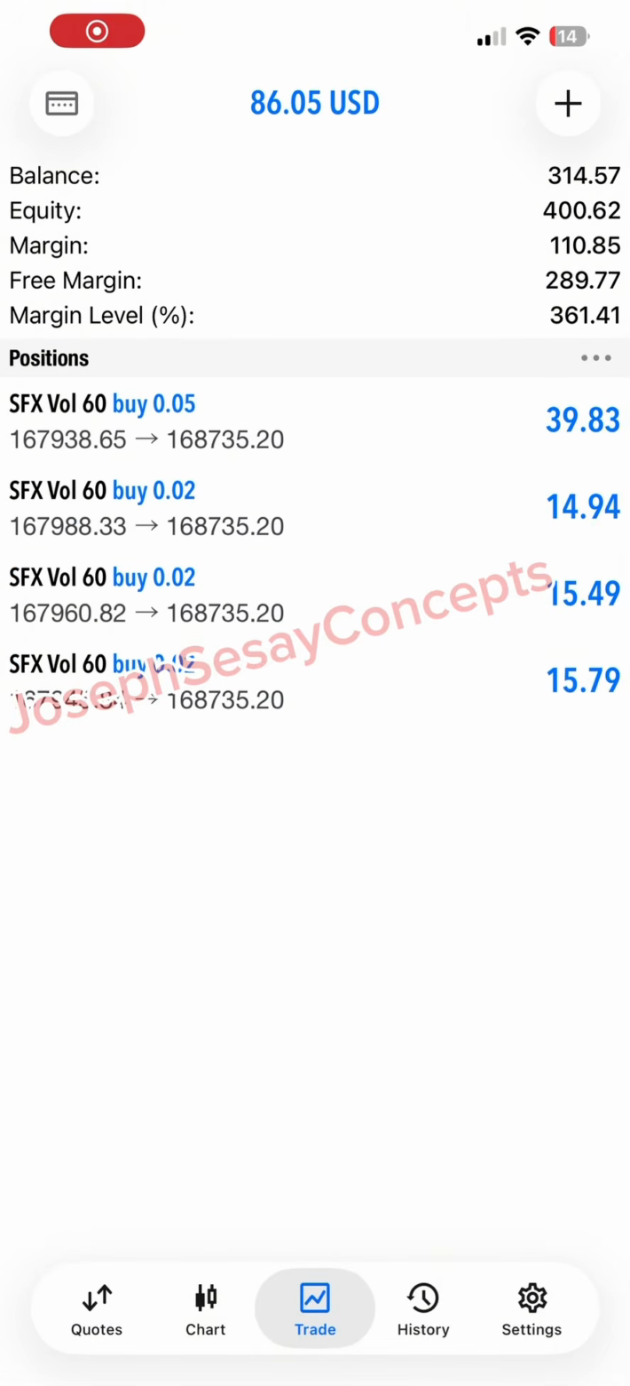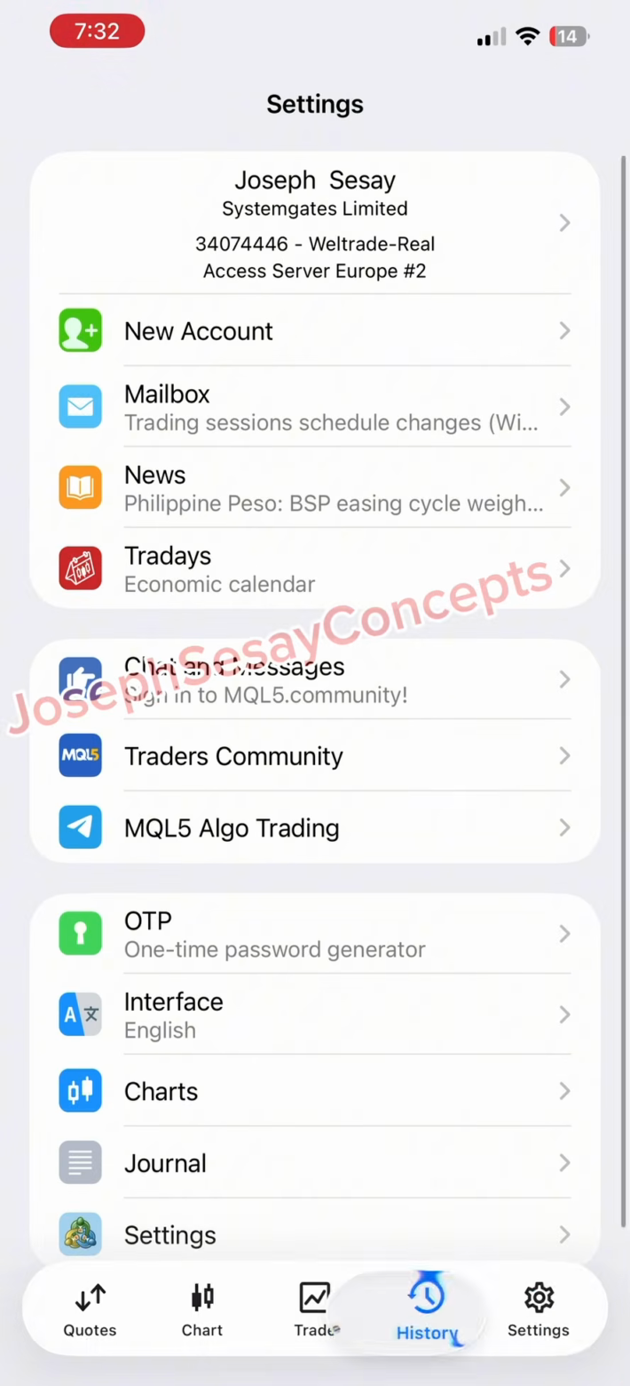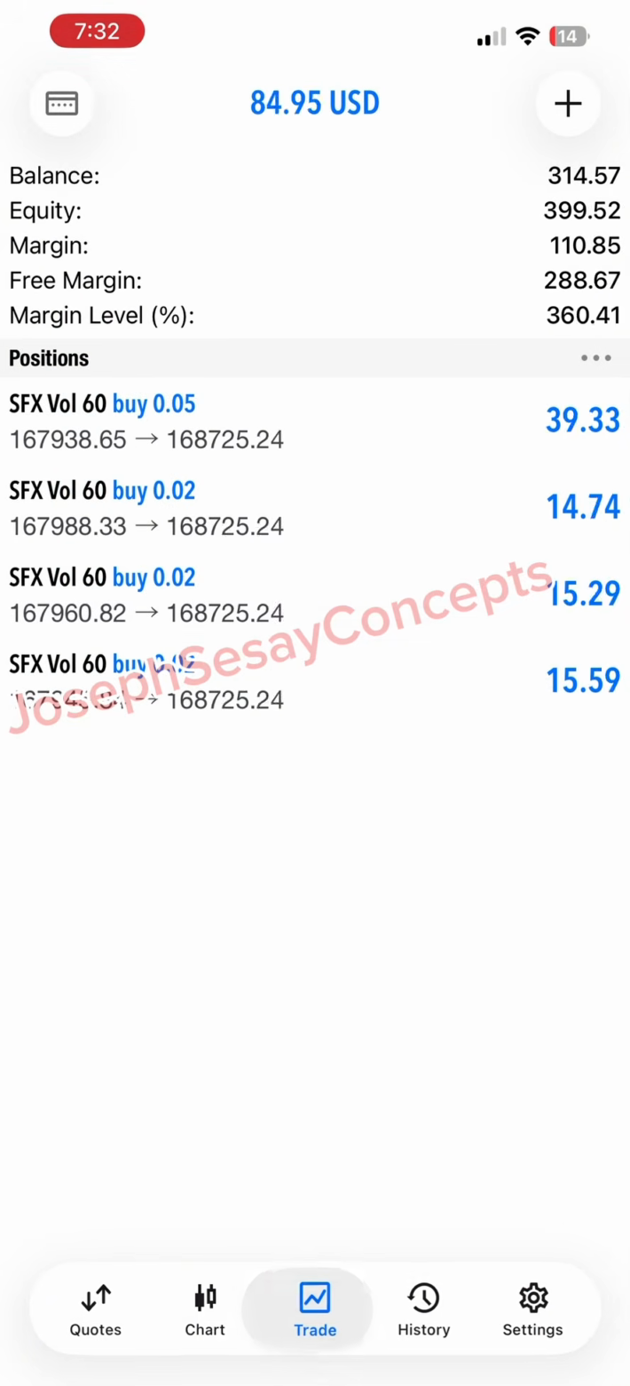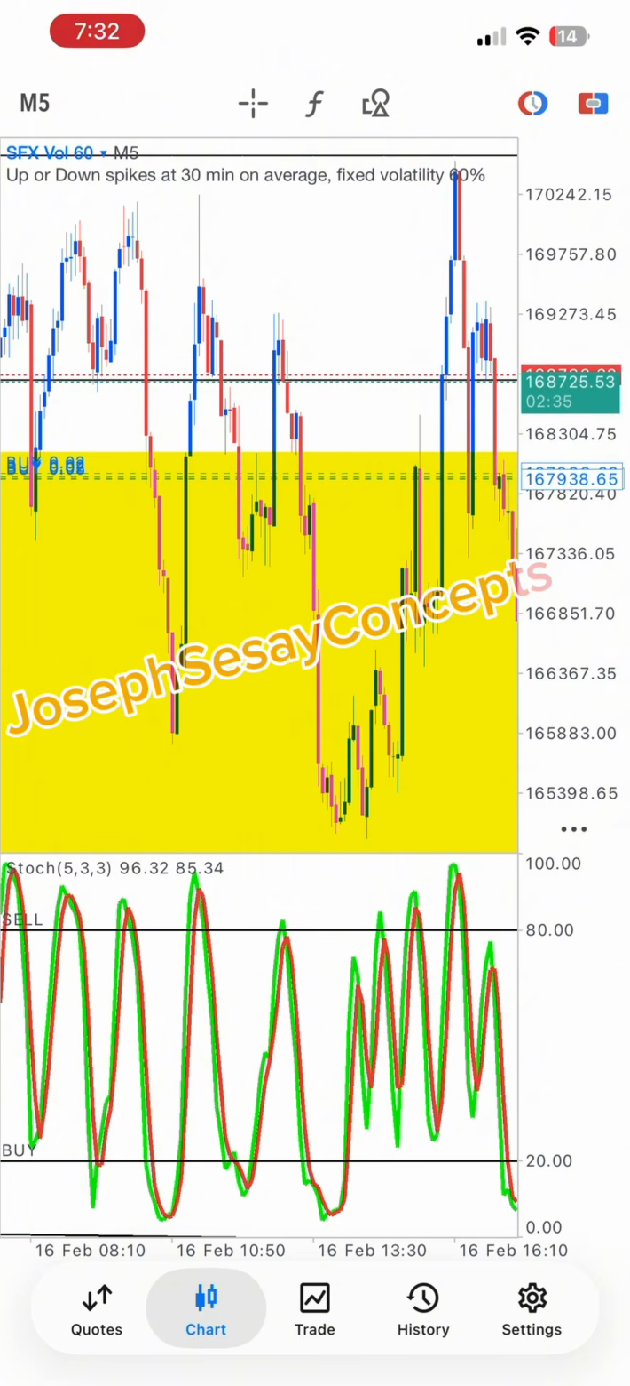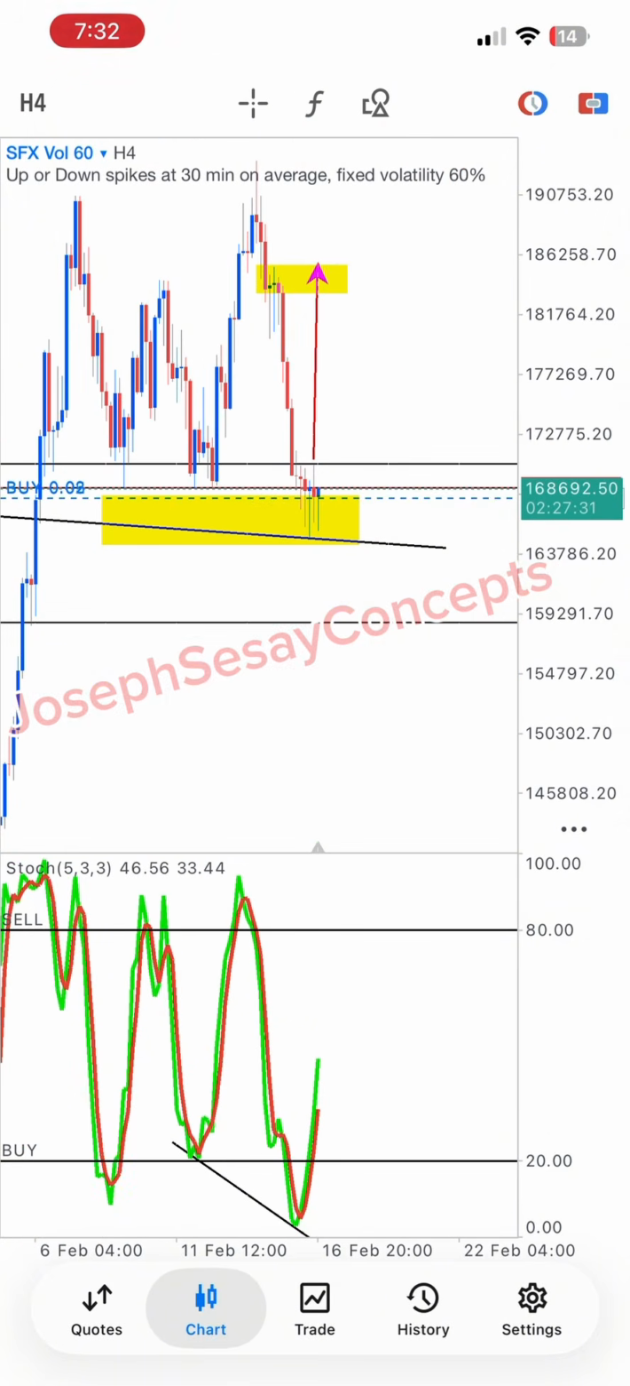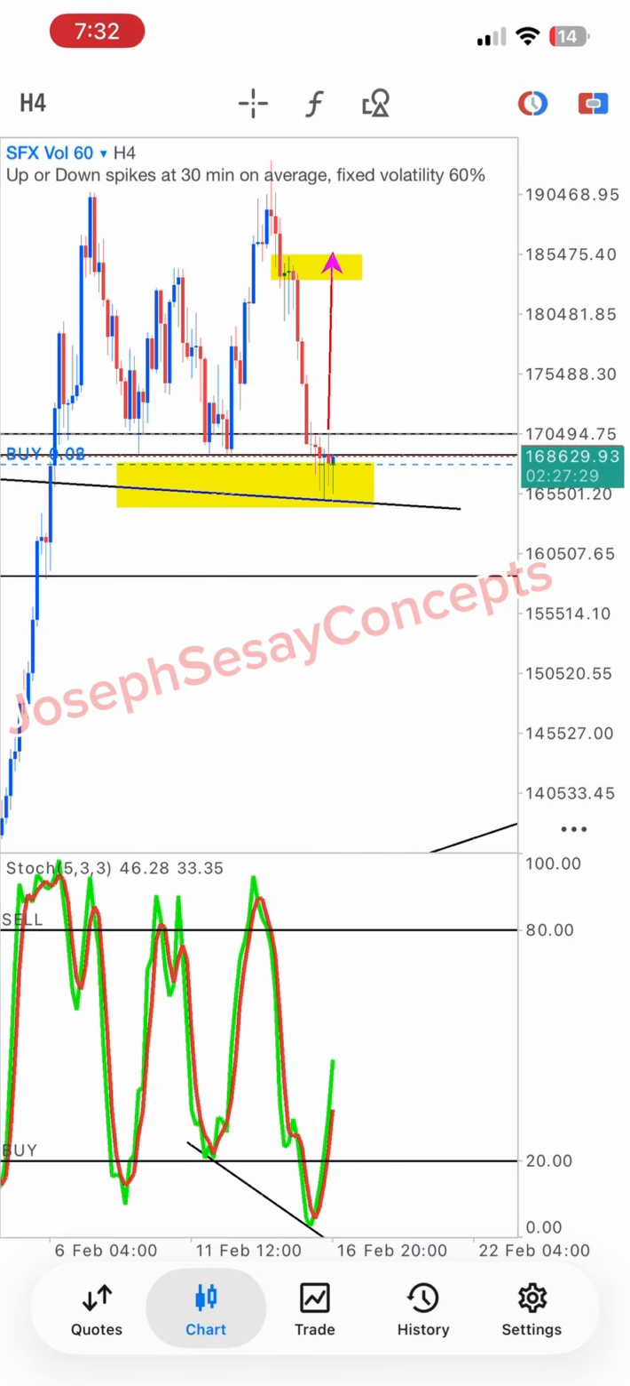A few moments later. Okay, fam. So our trade is currently in $86 profit, which takes our account to $400. So let's see what happened on the chart. The market just skyrocketed to the upside, just like as analyzed. You are seeing this rejection candle. So we are expecting price to reach that particular horizontal line.